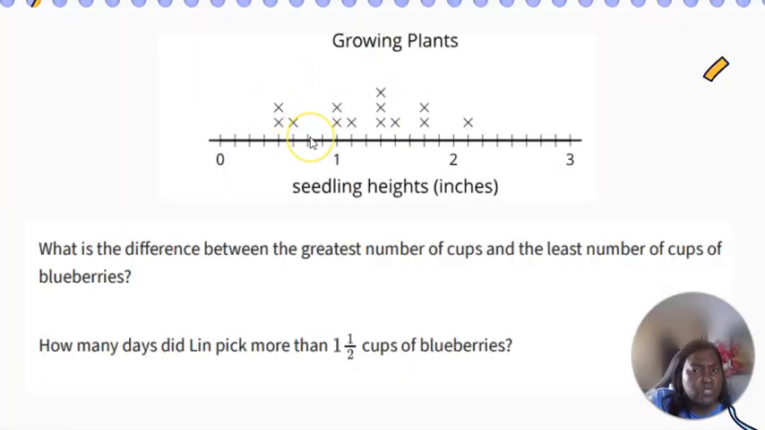Now here's an interesting one. All right, so this one says, what is the difference between the greatest number of cups and the least number of cups of blueberries? You like blueberries, right? Yeah, I like them. I do. But guess what? I have this, and this number line is not completely filled out. So hopefully you should remember how to identify what each one represents.